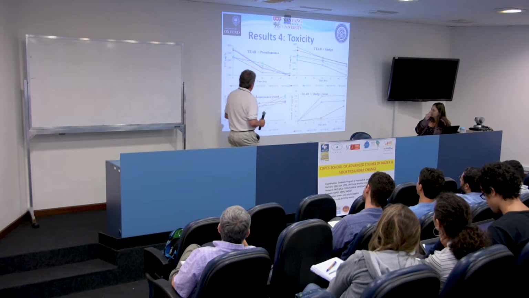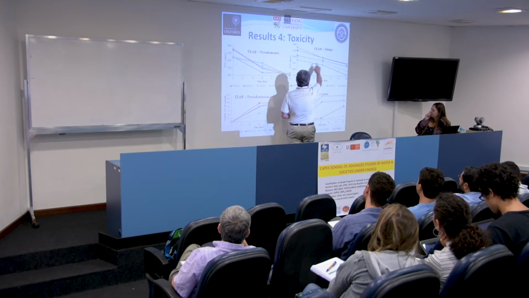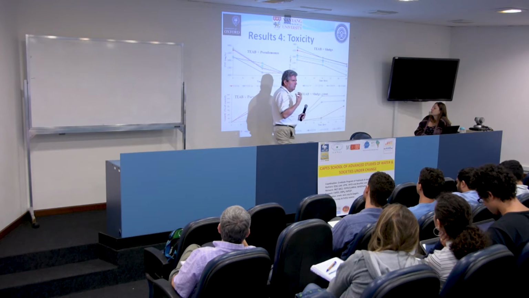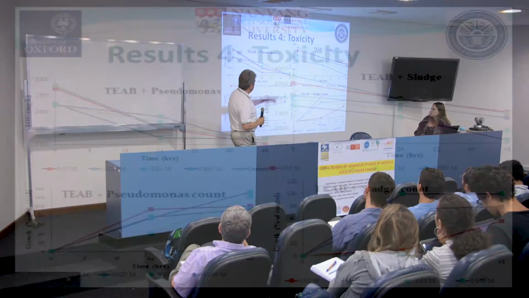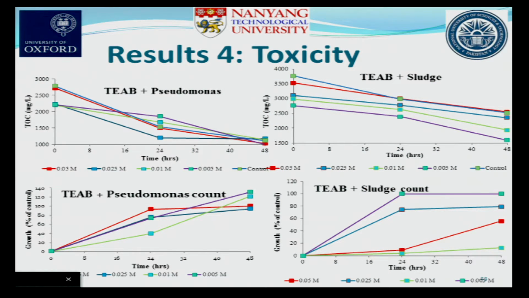So we did the same kind of thing, but using activated sludge. So this is a whole consortium of different kinds of bugs. But again, you see that they seem to survive. So this is really a growth count, and you see the same thing in reverse. They're still growing in the presence of the solutes.